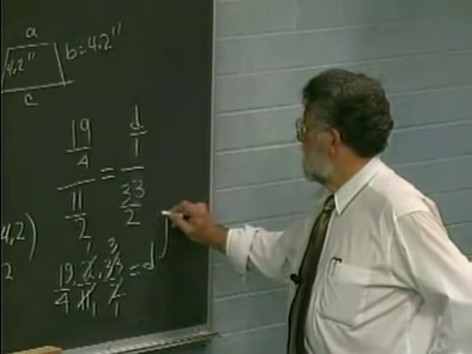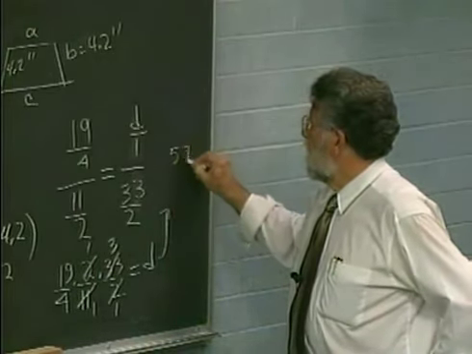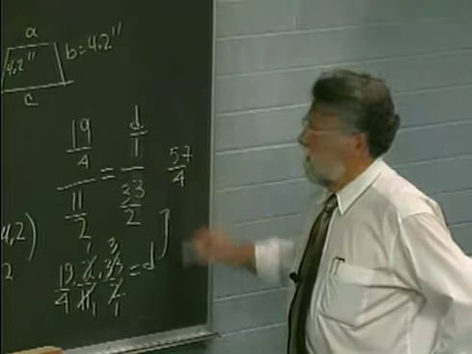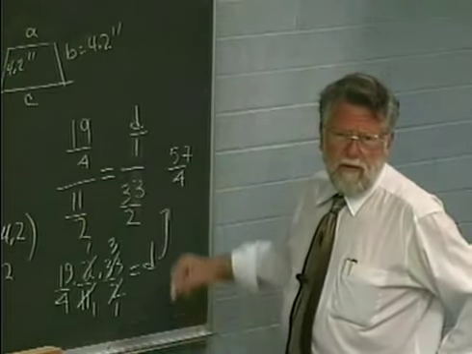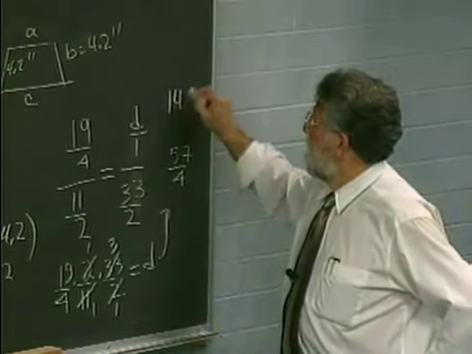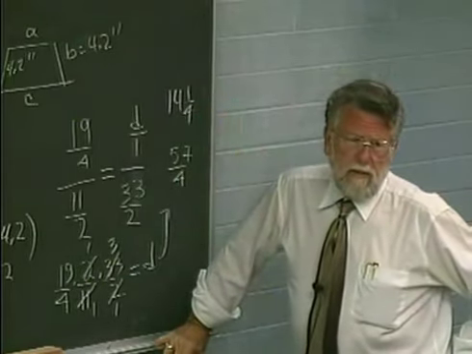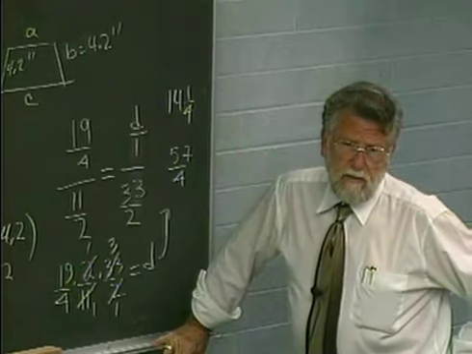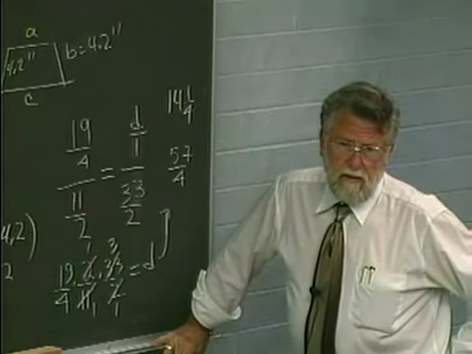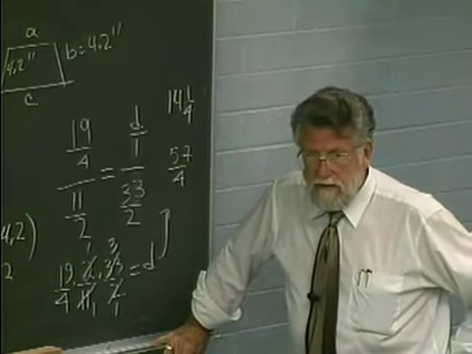So this becomes 57 over 4, which, if you wish, is going to be 14 1/4. I by no means would want to take that and write it as what? A decimal. Does that answer your question?